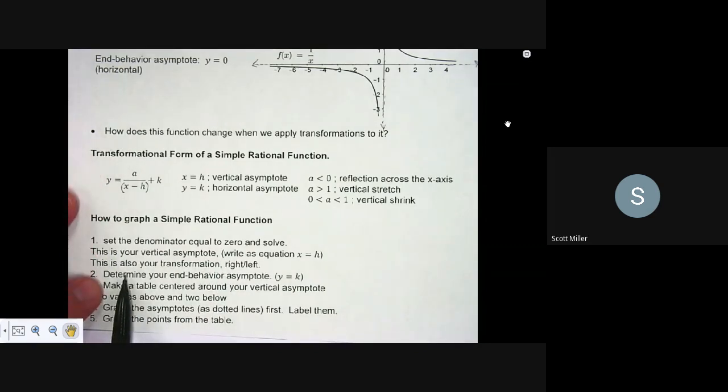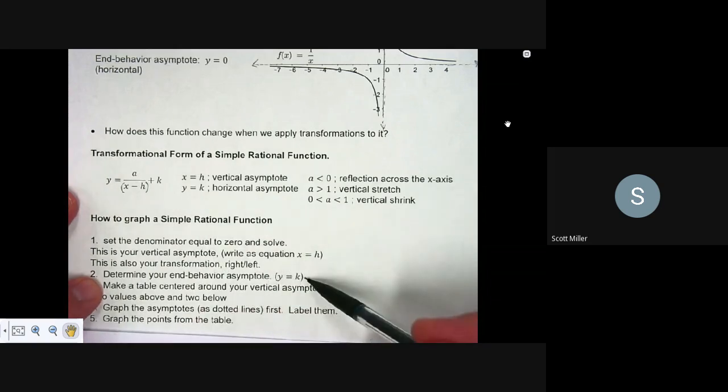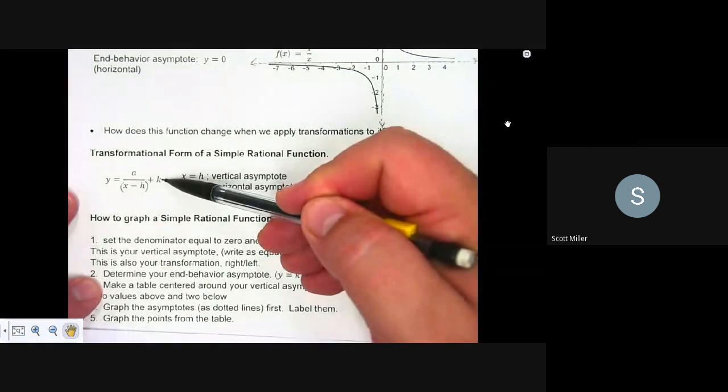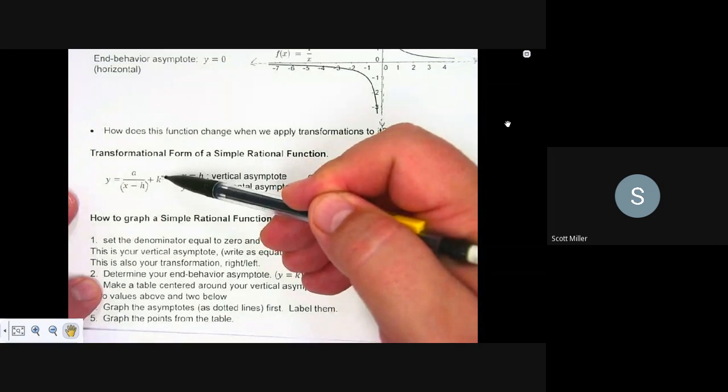Next is you want to determine any end behavior asymptote if you have it. In this particular case, it's very simple to see what that would be. It is simply whatever the number is being added or subtracted. And so if there is no number, then it's going to be at y equals 0 like this one up here.